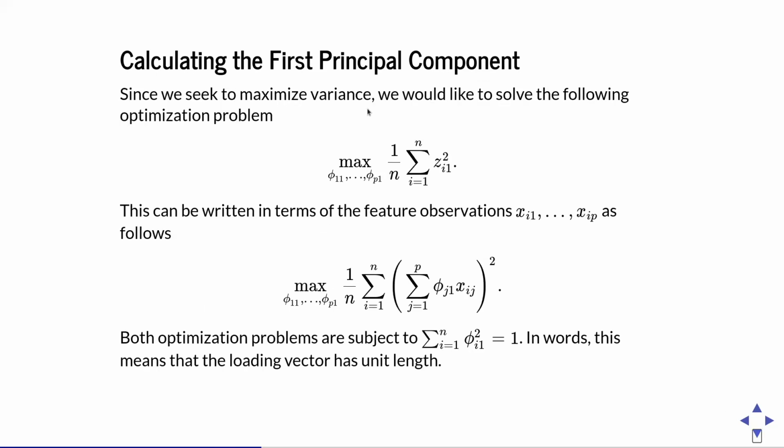So we're seeking to maximize variance, so we'd like to solve the following optimization problem. You want to find the phi's such that the variance is maximized. And if we wanted to rewrite this in terms of the feature observations, the little x's, you could rewrite it like this. Both of these optimizations are subject to the constraint that these phi's form a unit vector, which is all this says.